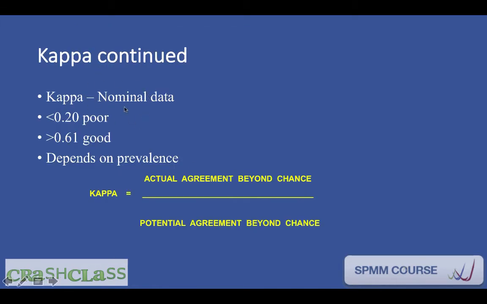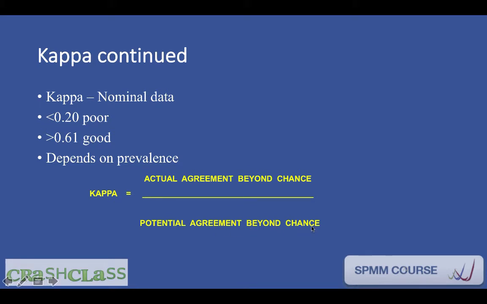Kappa is used for categorical nominal agreement. Kappa less than 0.2 is poor, greater than 0.6 is good. Kappa can vary between 0 and 1. Kappa depends on prevalence. If you're looking at something that's commonly present, then both of you will agree with each other more often than not. But if you're looking for a rare event, then kappa will be low. The mathematical formula for kappa is actual agreement beyond chance divided by potential agreement beyond chance.